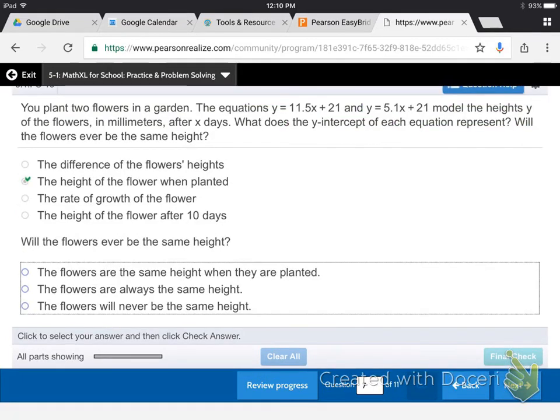Will the flowers ever be the same height? Well, we just saw that the flowers are the same height when they're planted. Right? This one is 21 millimeters, and this one is 21 millimeters high. They are the same height, but then they grow at different rates. So after they're planted, they're never going to be the same height again, but they will be the same height when they're planted, and so we choose that one. They're not always going to be the same height, and they're not never going to be the same height. They were the same height when they're planted.